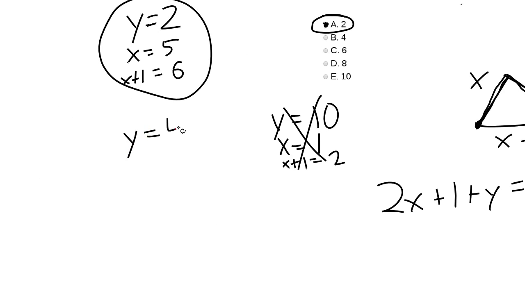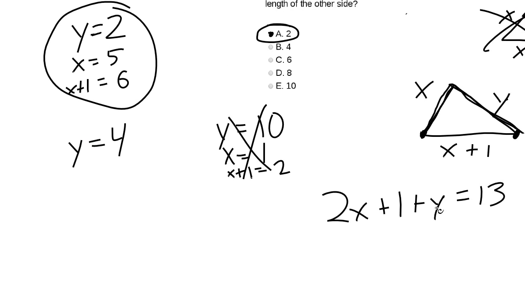I could try y equals 4, in which case 4 plus 1 is 5. That leaves, if I bring all this to the other side, that leaves 8. That means x is going to have to be 4. Right? x plus 1 is 5. 5 plus 4 is 9, 13. Yeah.